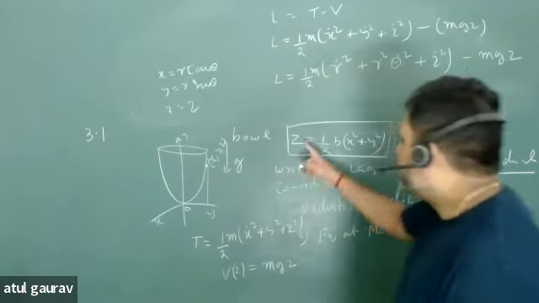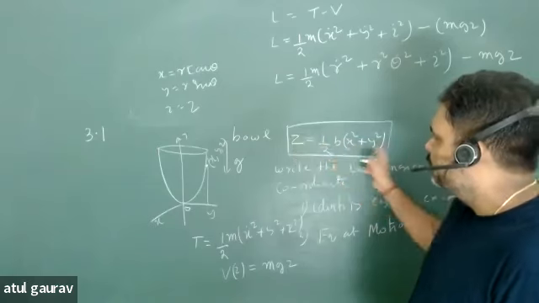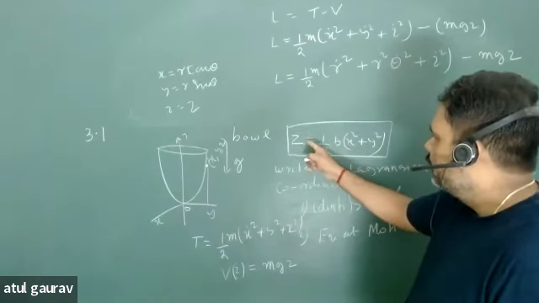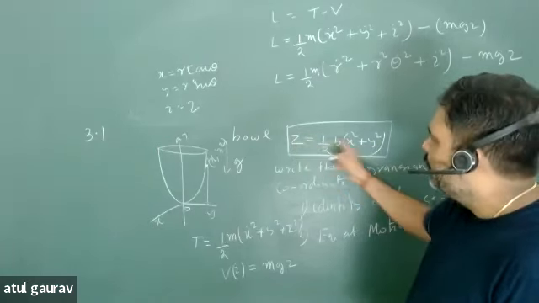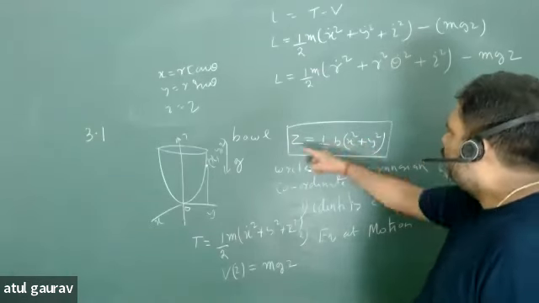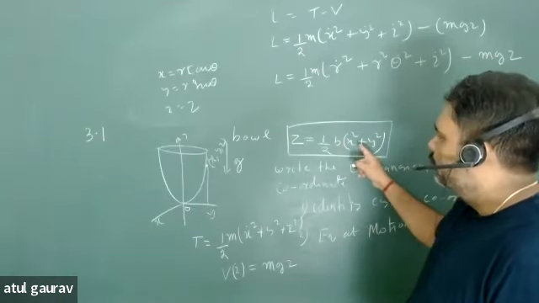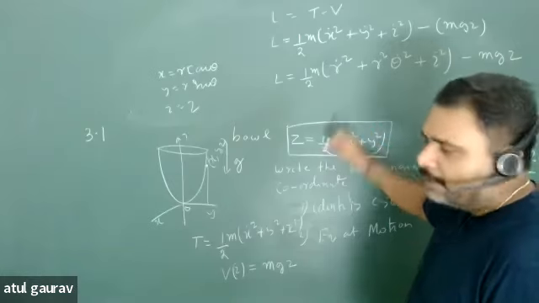So what is the equation of constraint here? This is the equation of constraint, isn't it? Is your z independent of x and y? No, z is not independent of x and y. So this is the equation of constraint.